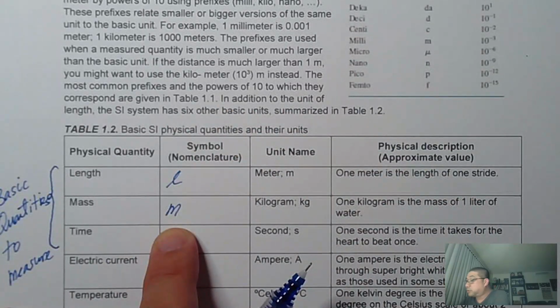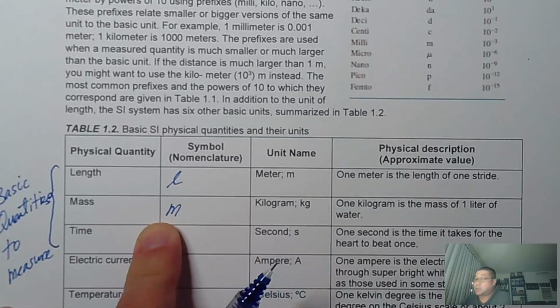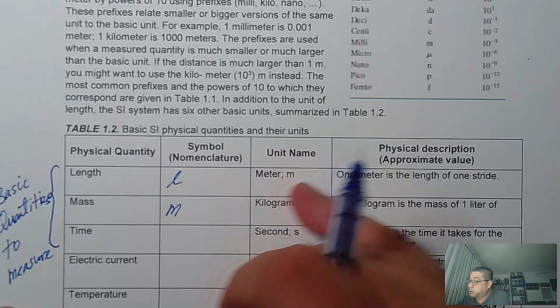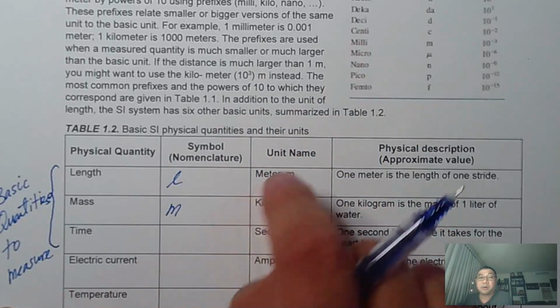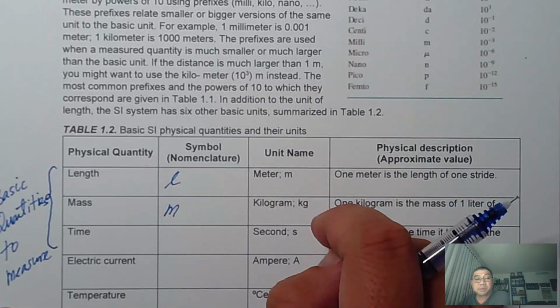This one is more confusing because some of you might be using lowercase m to represent mass, while lowercase m is actually the unit of measurement of length, meters. So we need to be careful with this one.